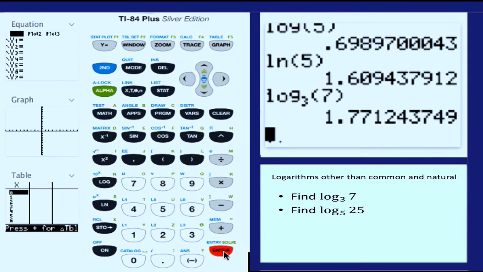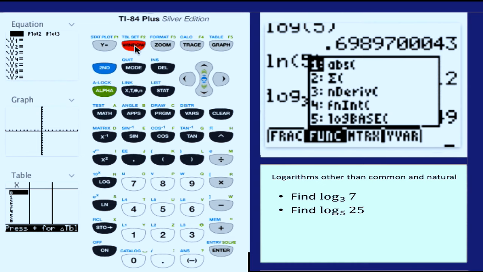Let's type in log base 5 of 25. So the shortcut button is with the alpha button. Press the green button and the F2, which is the window button. Green and then F2. And we're going to scroll down to where it says log base, which is number 5. Press enter to choose it.